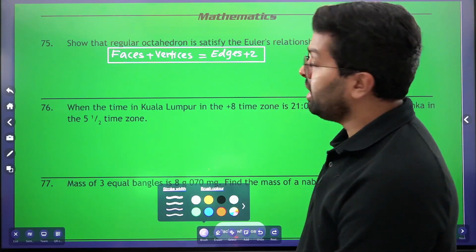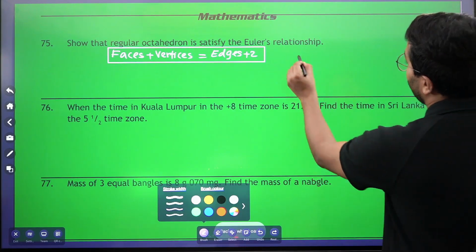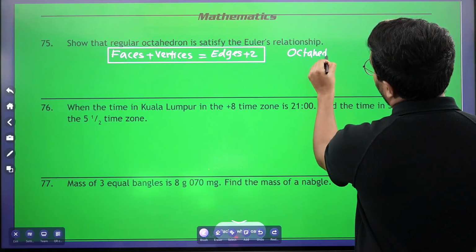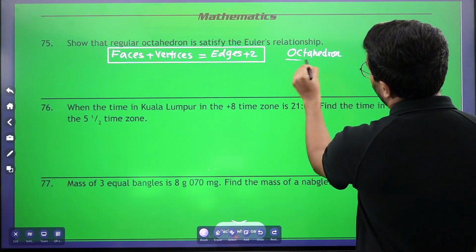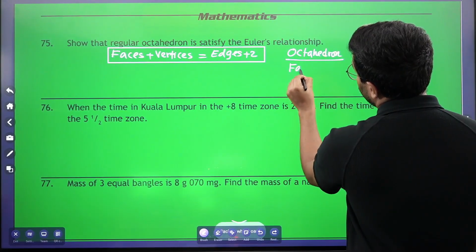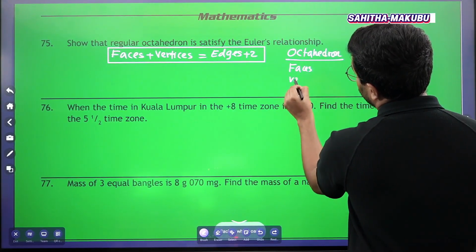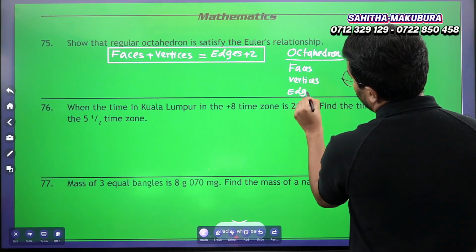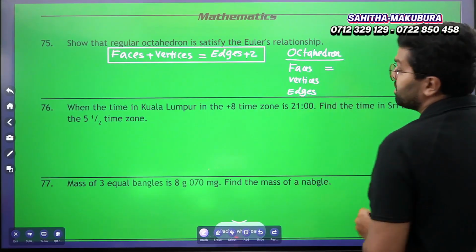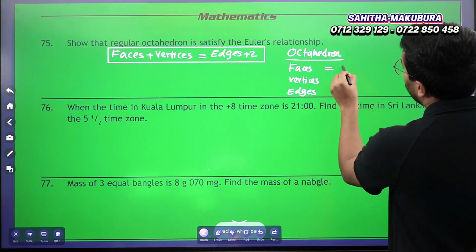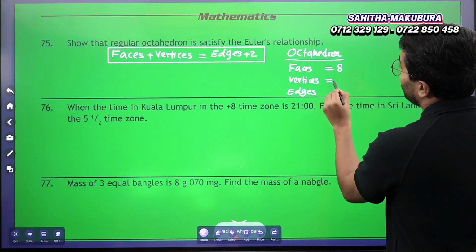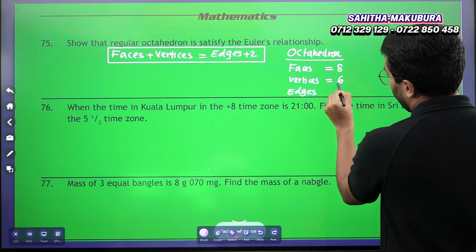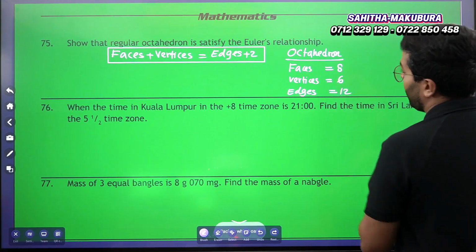Now when it comes to an octahedron, can you remember the number of faces, vertices and edges? You have to remember. An octahedron has 8 faces. How many vertices are there in an octahedron? 6, right? Edges is equal to 12.